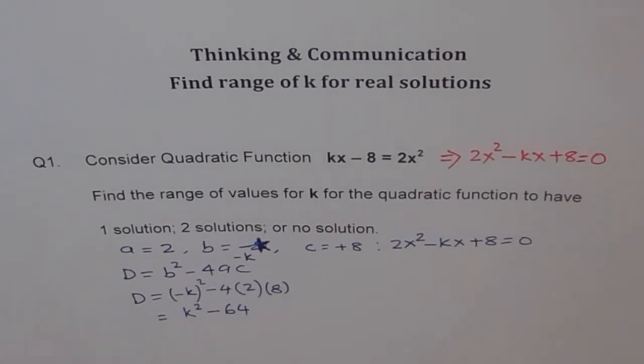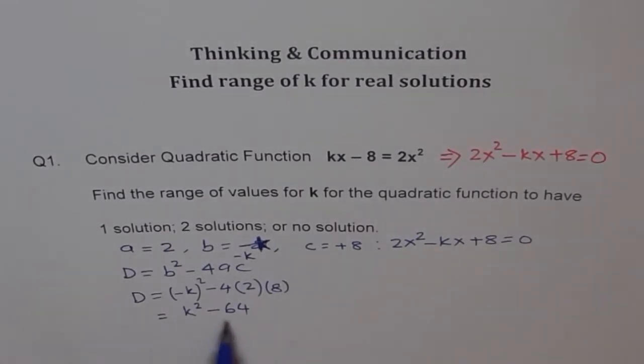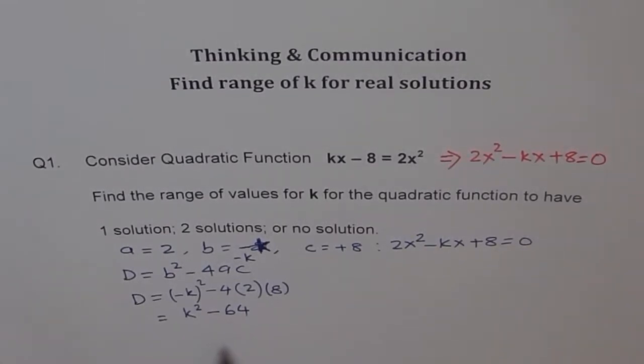Now, by analyzing this discriminant, we can find out whether we have 0, 1, or 2 solutions, correct? If you remember, if this is 0, then we have just 1 solution. And if this is positive, then we have 2 solutions. And if this is negative, we have no solutions at all. So these are the 3 conditions which we need to test for, correct?